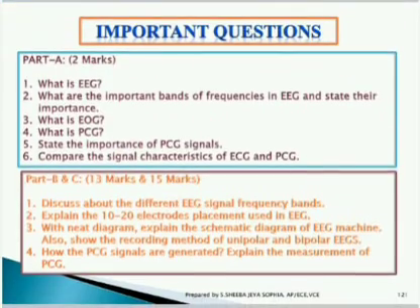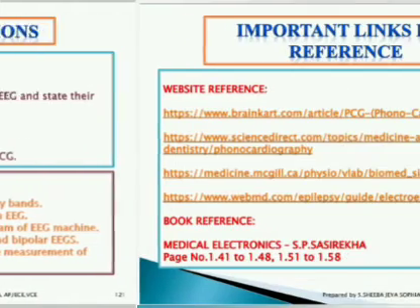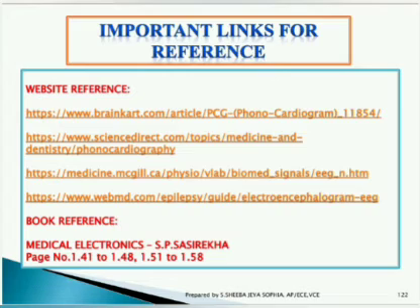Talking about the topic which we have seen now, what is meant by EEG, EOG, PCG needs to be known very clearly, and also their signal characteristics may be asked in Part B and Part C questions. Here I have also given the important links for reference and corresponding book references: SP Sasireka, Medical Electronics, Chapter 1, page numbers 41 to 48 and 51 to 58 correspond to the topic which we have discussed now.